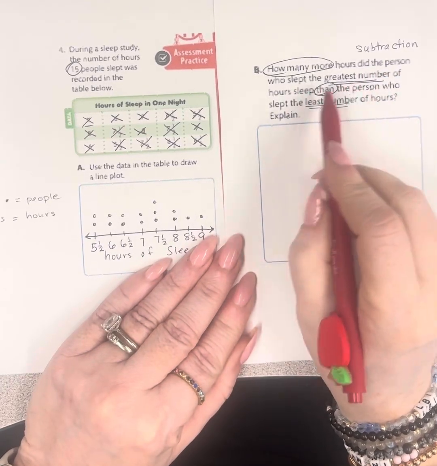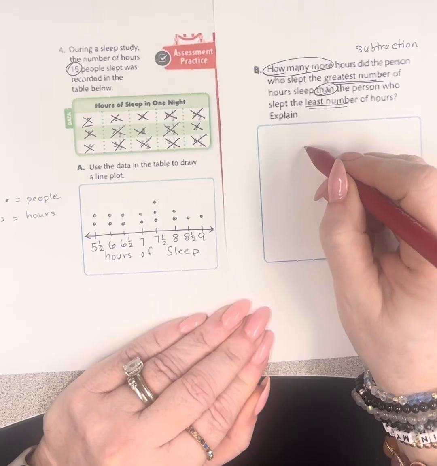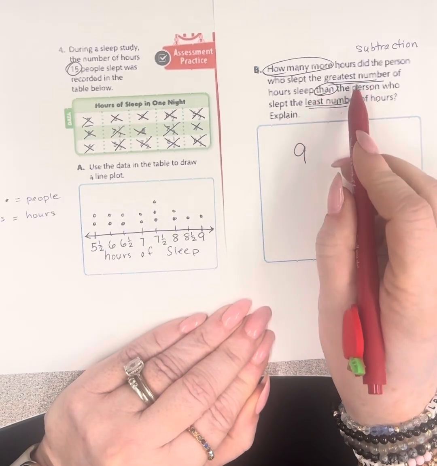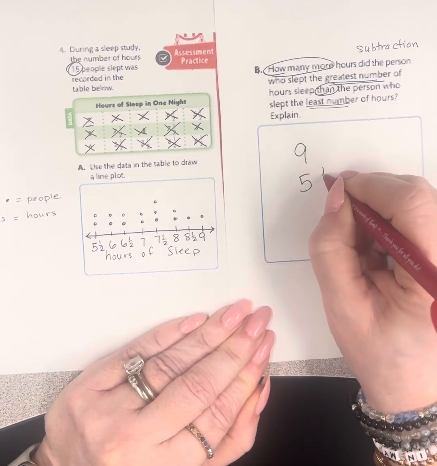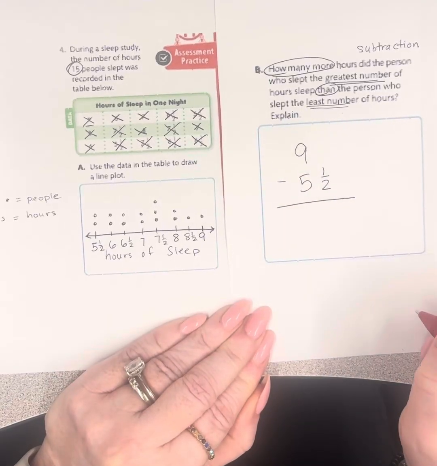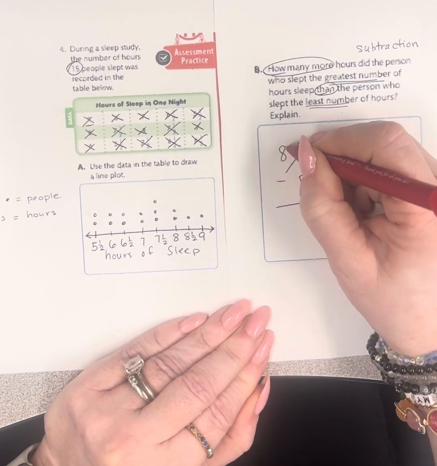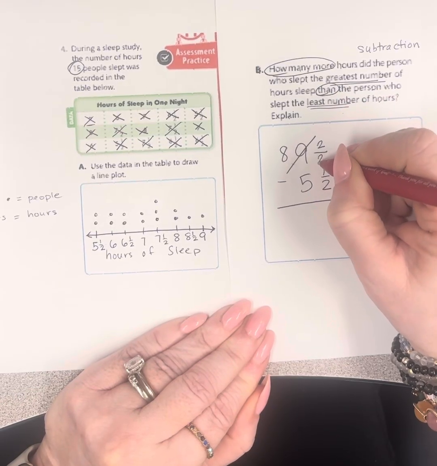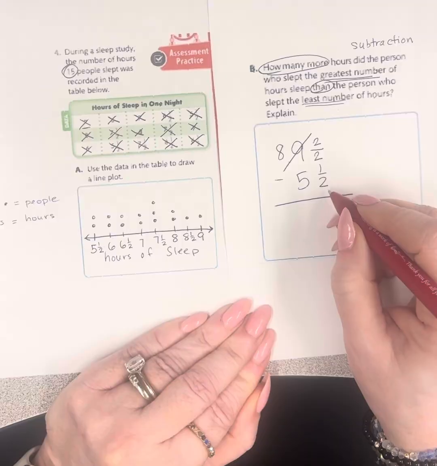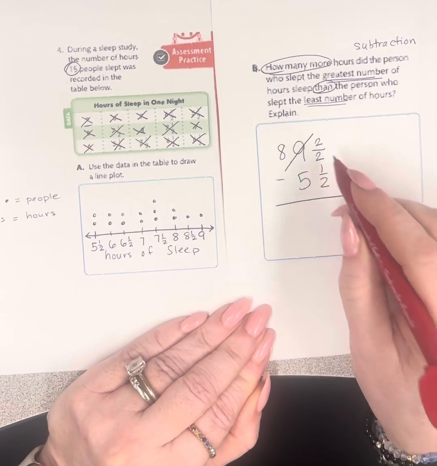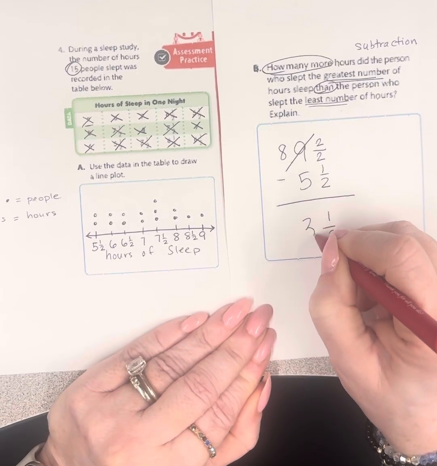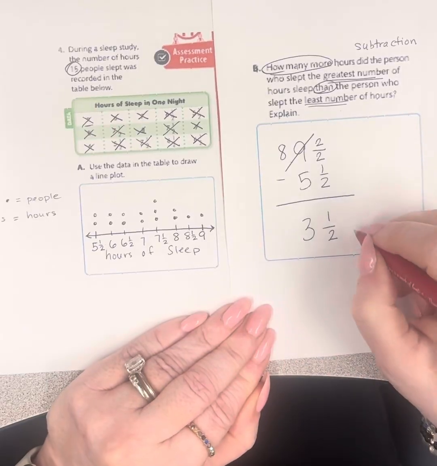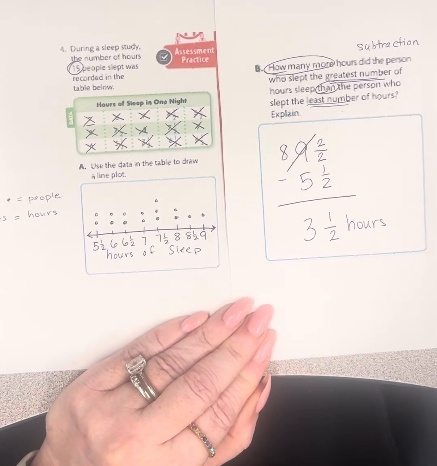What is the greatest number of hours? So I'm looking at the 9, okay? Greatest number of hours of sleep, then the person who slept the least number. Well, what's the least number? 5 1/2. And then you have to subtract. So you take that 9, you make it an 8, and then remember regrouping with fractions, okay? You have 2 halves, which we also know equals 1. So we gave that 1 to the fractions. 2 minus 1 is 1. 8 minus 5 is 3. Okay? And so it's 3.5 hours. That is the difference.